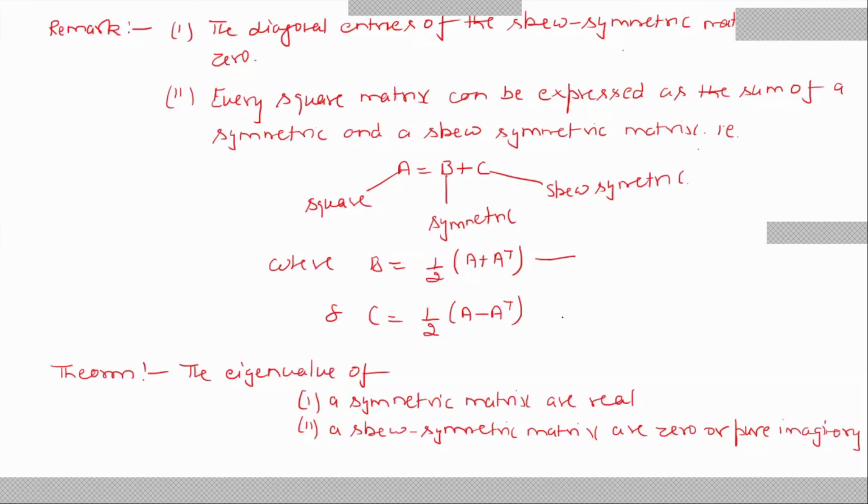The eigenvalues of a real symmetric matrix are always real. And the eigenvalues of a skew symmetric matrix are zero or purely imaginary.